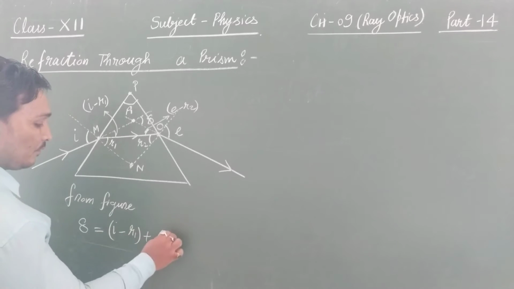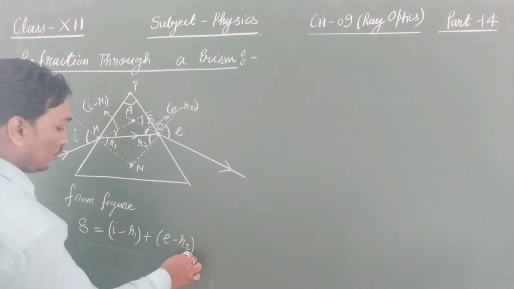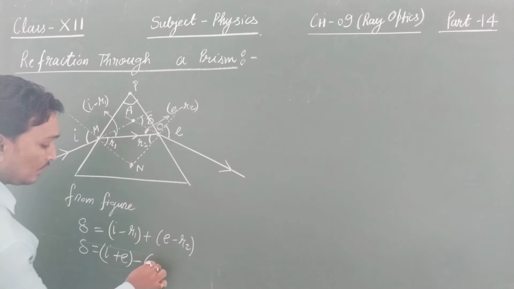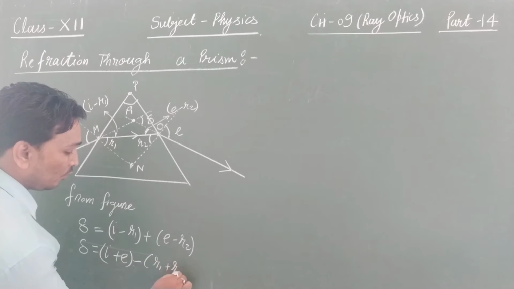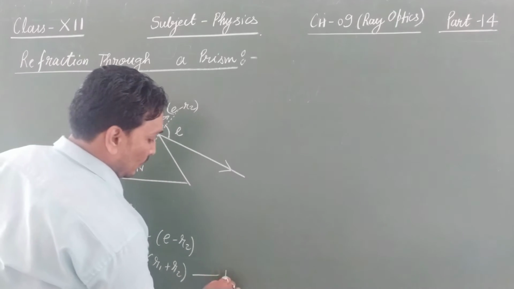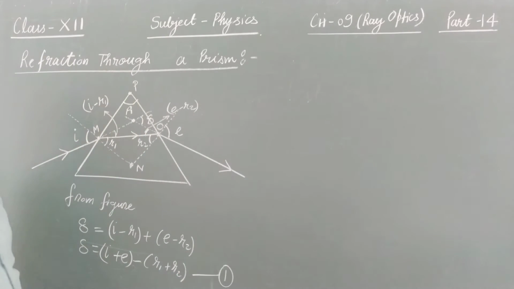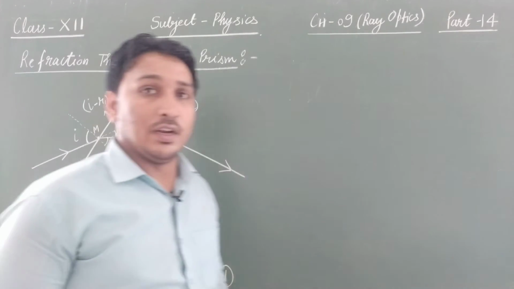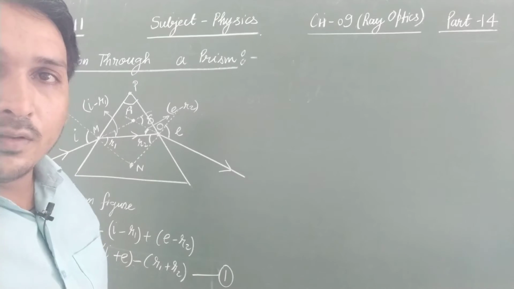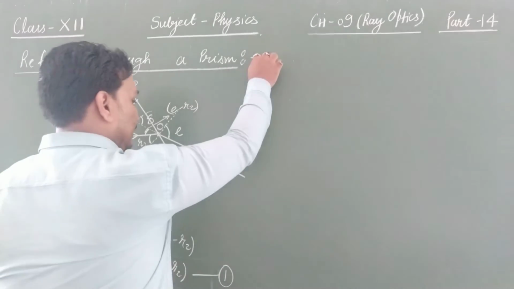Another one is E minus R2. So if I write I and E together, we'll have I plus E minus R1 plus R2. Let this be question number 1. Now we have to eliminate R1 and R2. Now let us eliminate that.